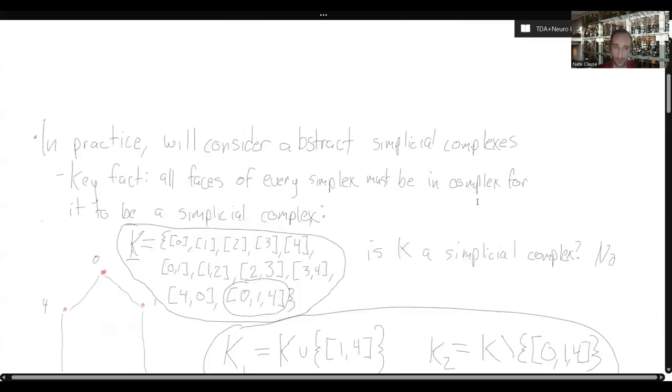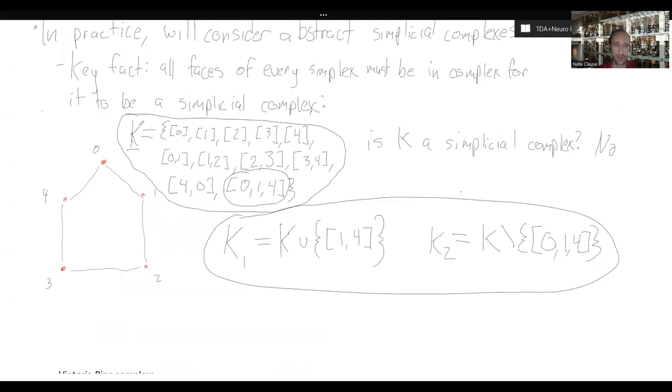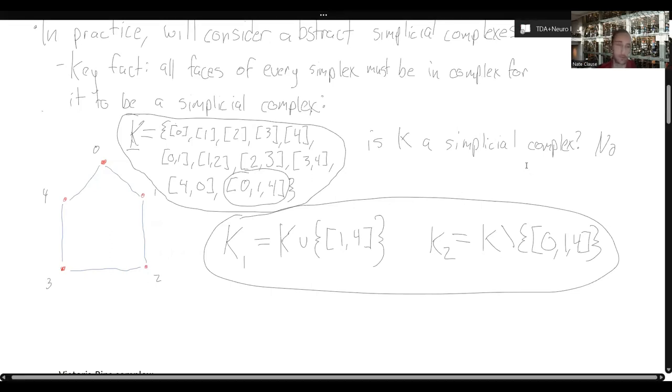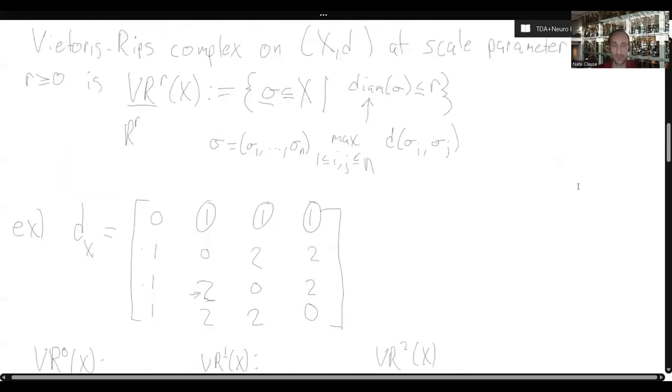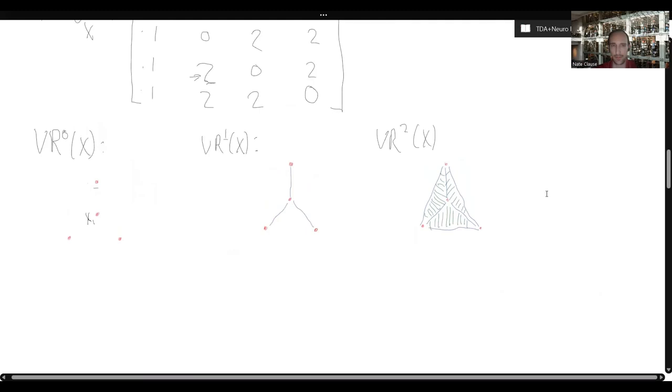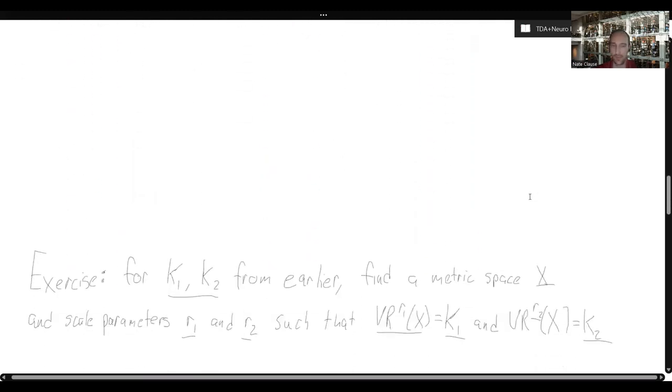With comments from earlier, since K has 5 zero simplices, you'll know that the metric space X needs to have 5 points in it, and then from there, there's a lot of freedom. I'll tell you this is definitely possible, and there is an infinite array of correct solutions. But this is a good, fairly quick exercise to ensure your understanding of a Vietoris-Rips complex.